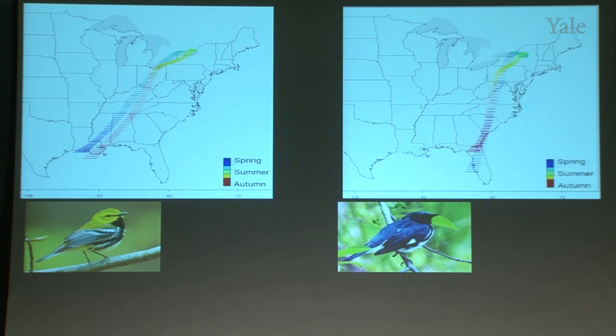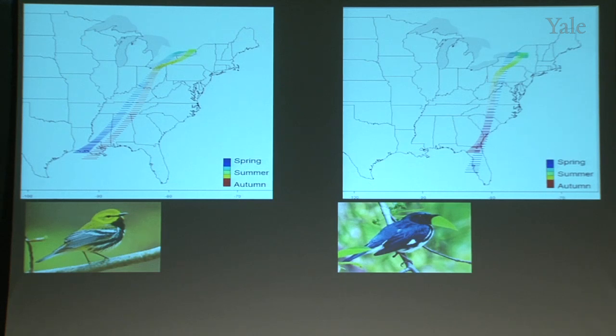You can see that different species, like this black-throated blue warbler, move back and forth following the same path, where the black-throated green follows a different path.